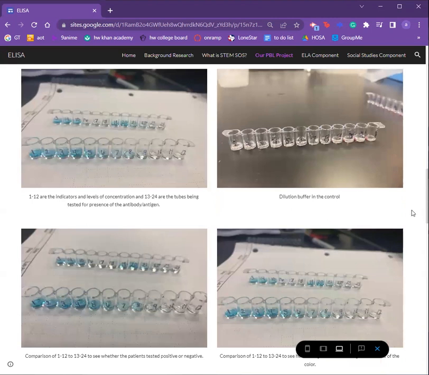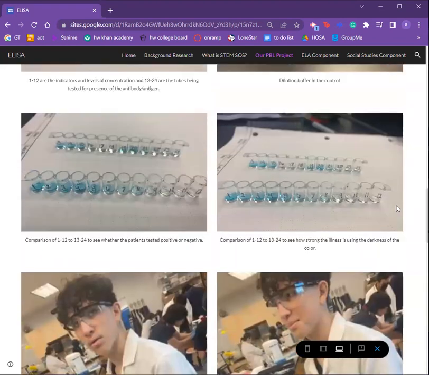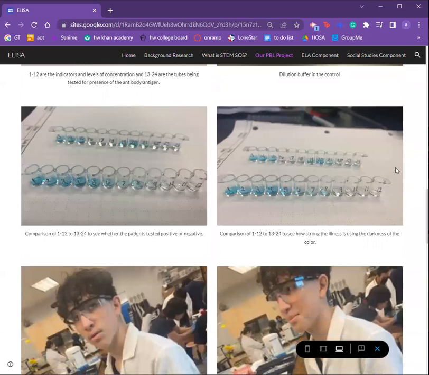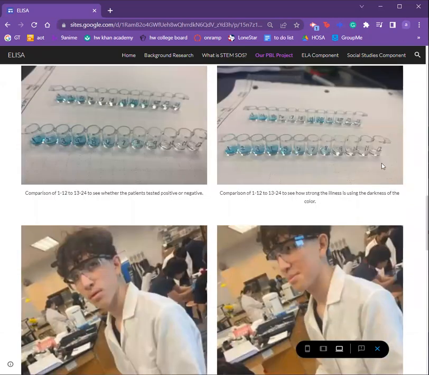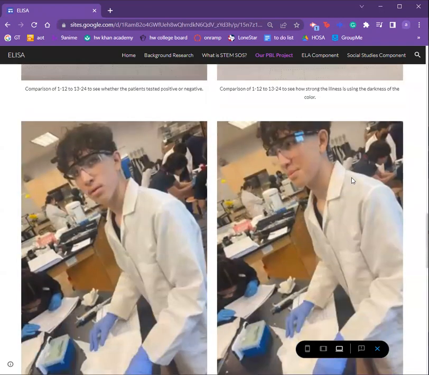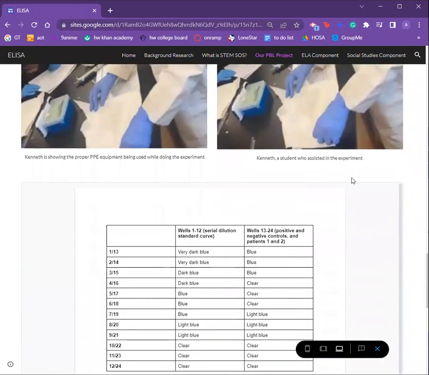After completing the experiment, we found out that patient 1 tested positive for Neisseria meningitis and patient 2 tested negative. Wells 19 to 21, patient 1, were light blue, matching the positive control, while wells 22 to 24, patient 2, were clear, matching the negative control, while 13 to 15 and 16 to 18 showed.